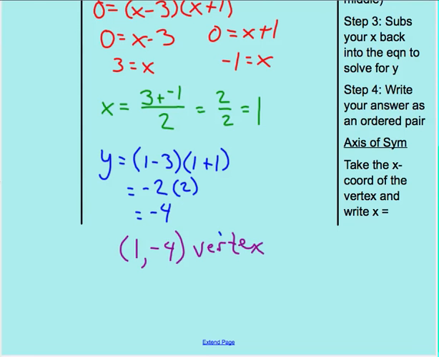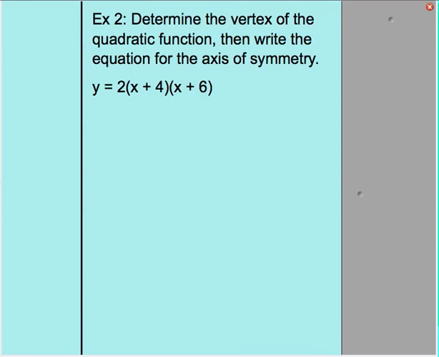And the last piece, axis of symmetry, very simple. Once you have the vertex, you take the x-coordinate of the vertex and write an x equals equation. So the x-coordinate of our vertex was 1, so x equals 1 is our axis of symmetry. Alright, that's all we're doing in this video, so let's just see it a couple more times with some little bit more challenging functions. Step 1, find your zeros.